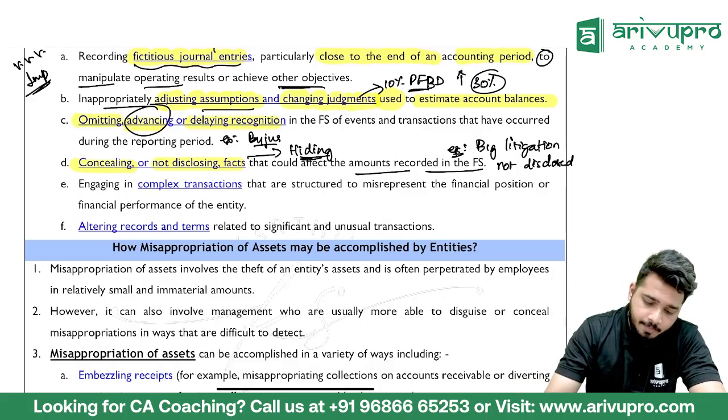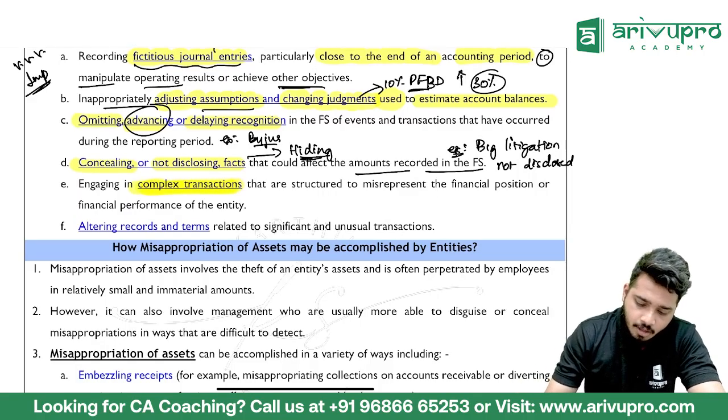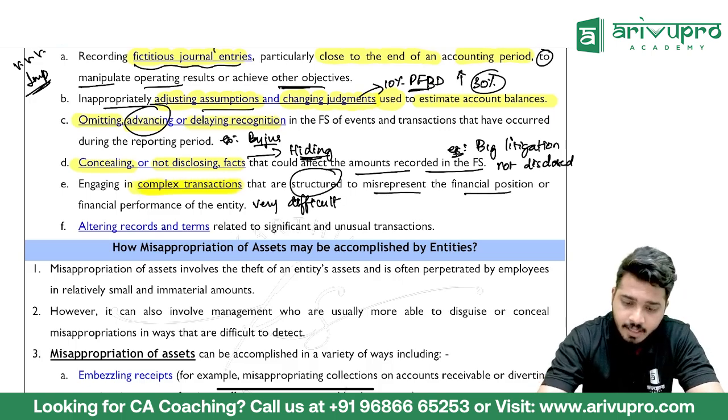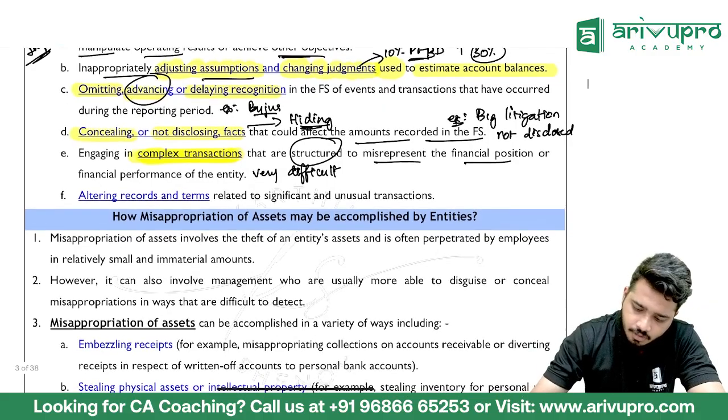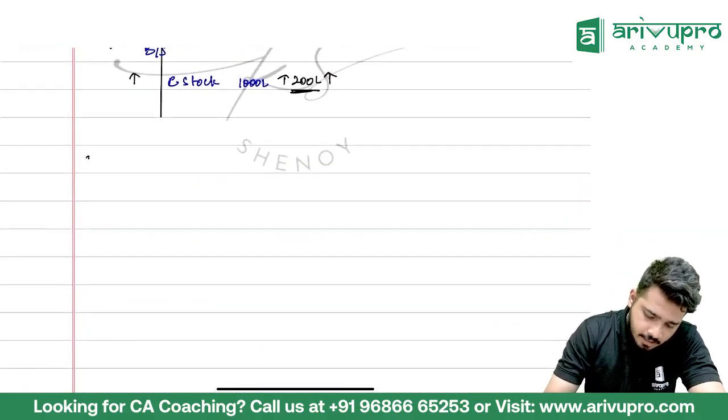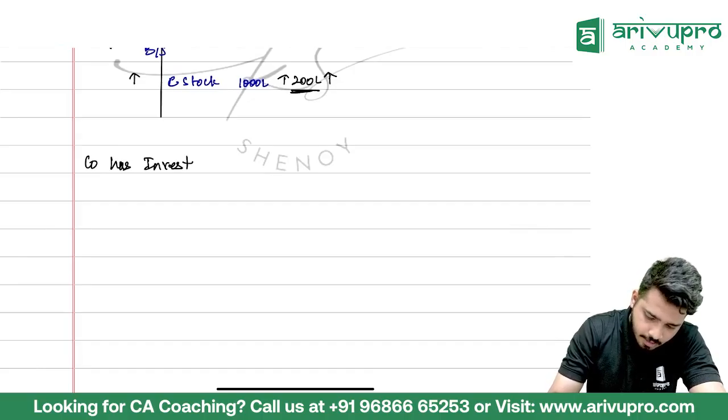Okay. Then, complex transaction. What is a complex transaction, sir? Very difficult to understand, and they have structured it to misrepresent the financial position. Clear? For example, let us say I'll take one example here. Imagine the company has investments in the balance sheet.